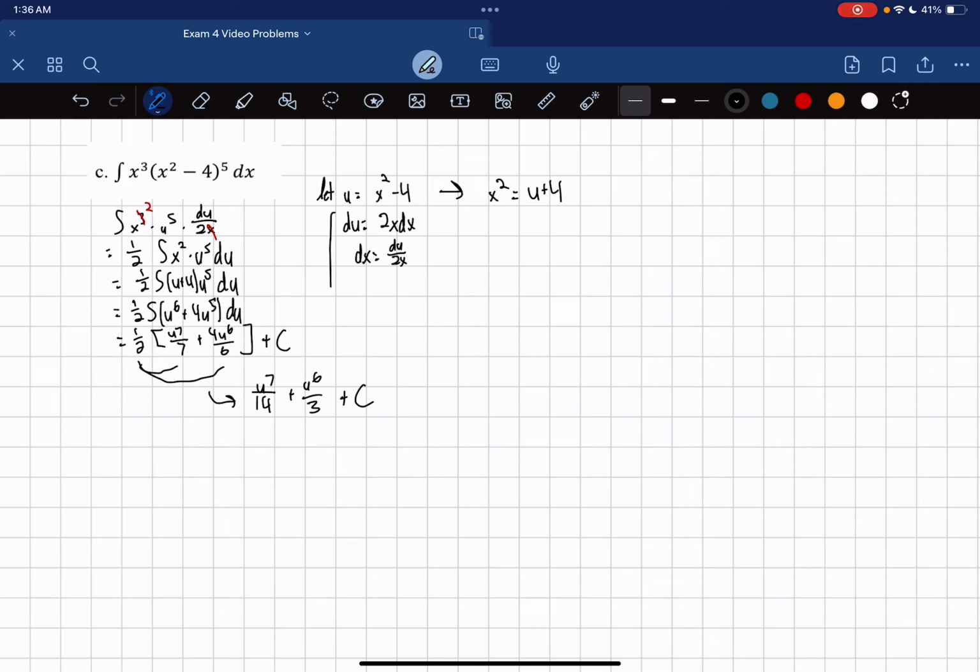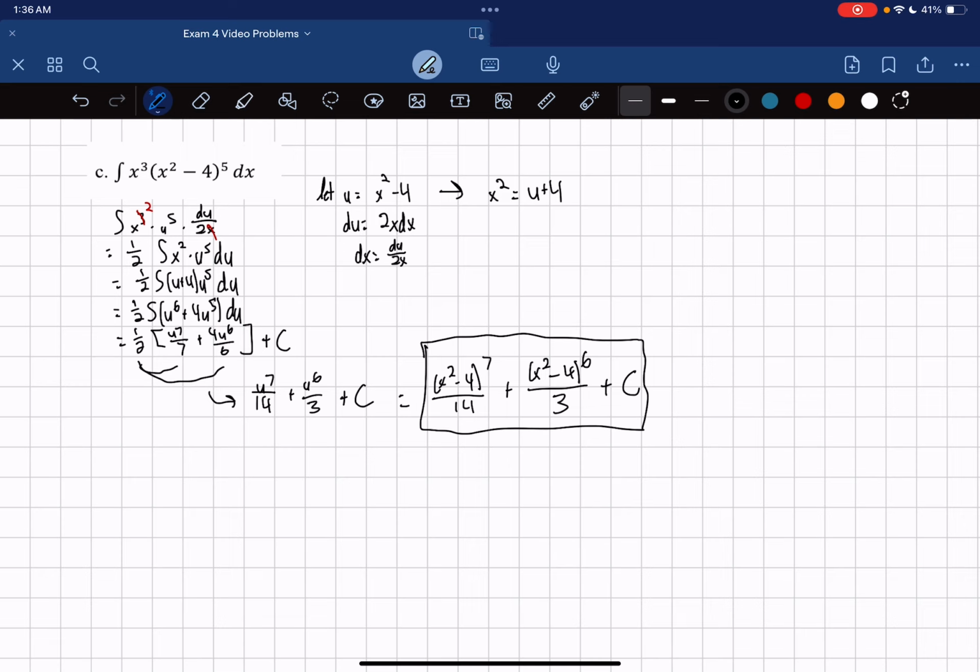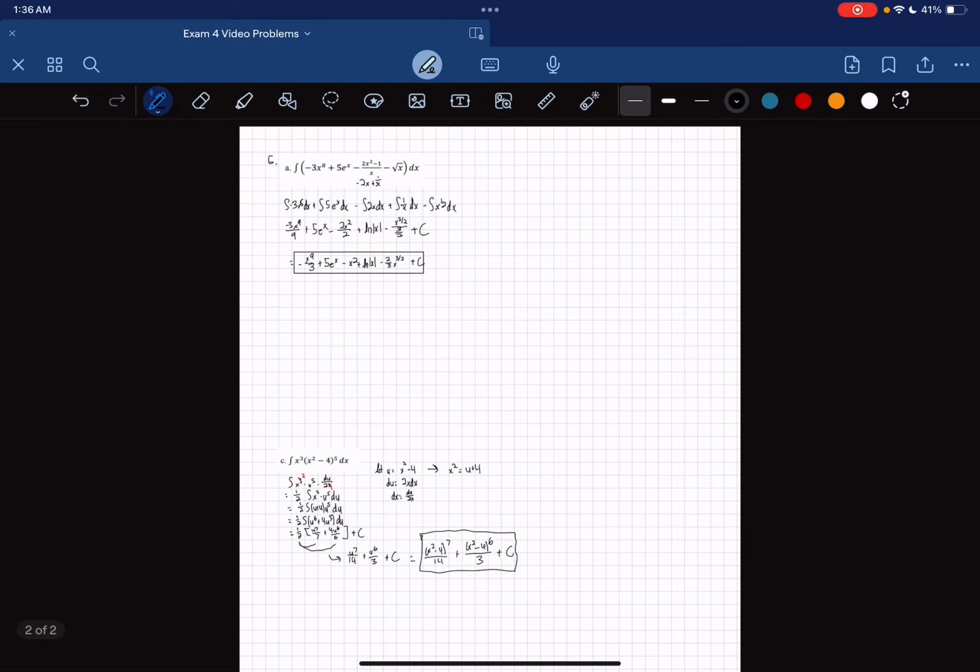Then put our u's back into the equation, giving us x squared minus 4 to the 7th over 14 plus x squared minus 4 to the 6th over 3 plus c, giving us our final solution. And here are our final solutions to A and C of 6.